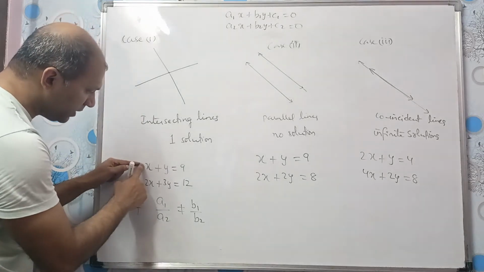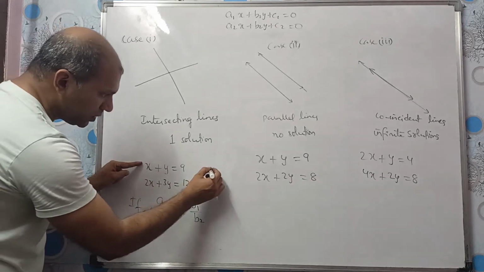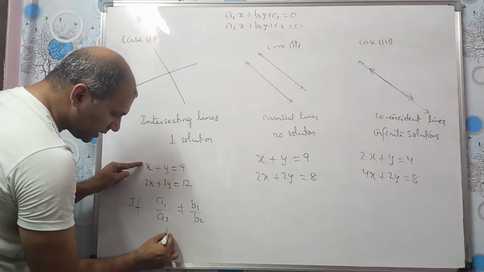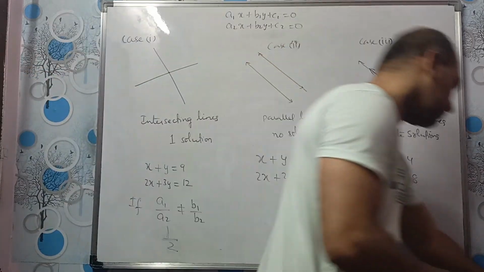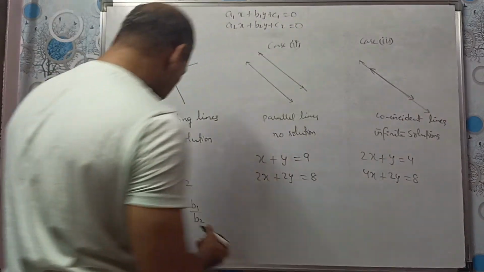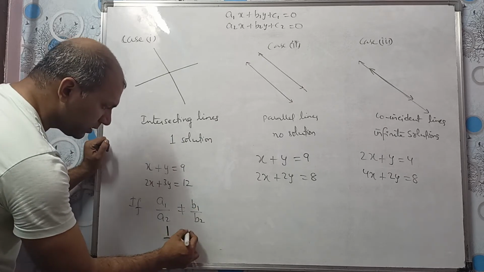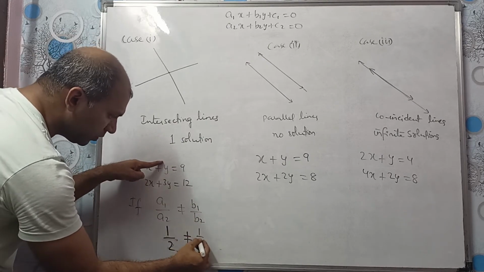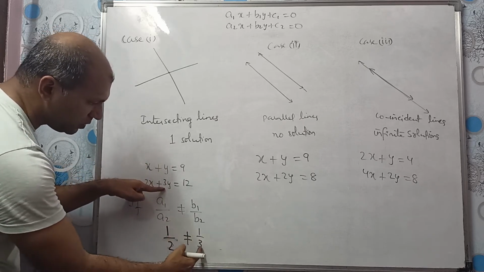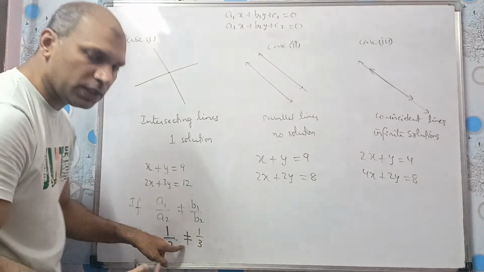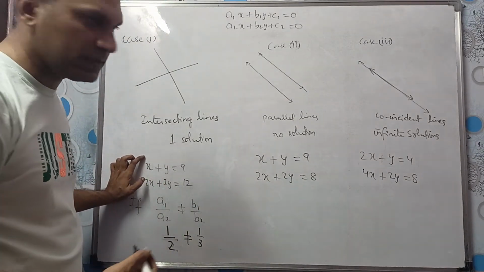See here, what is a1? It is 1, right? What is a2? It is 2. So a1 by a2 is equal to 1 by 2. This one, b1 by b2, is equal to 1 by 3. See, this is b1, this is b2. So 1 by 2 is not equal to 1 by 3. Hence these two lines will be intersecting lines. Okay.